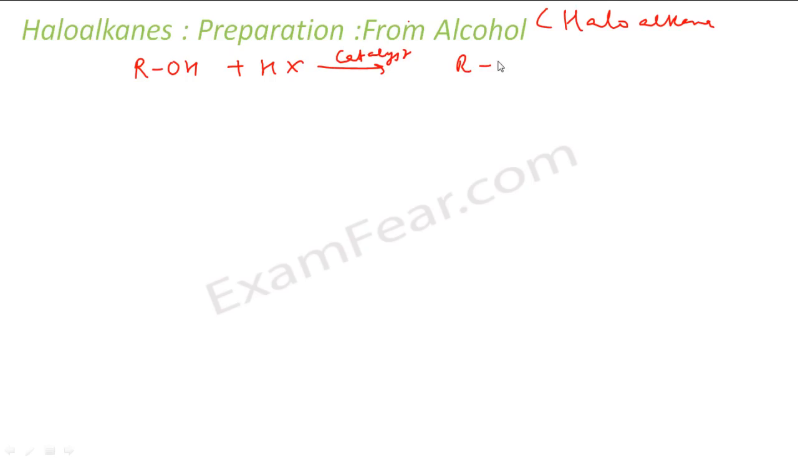So we start with the preparation of haloalkanes from alcohol. And please note, this is used only for haloalkanes, not for haloarenes. The reaction is pretty simple actually. I have any alcohol, it can be primary, secondary or tertiary. I react this with HX and catalyst if required, and I get RX and water. And this RX is my haloalkane.